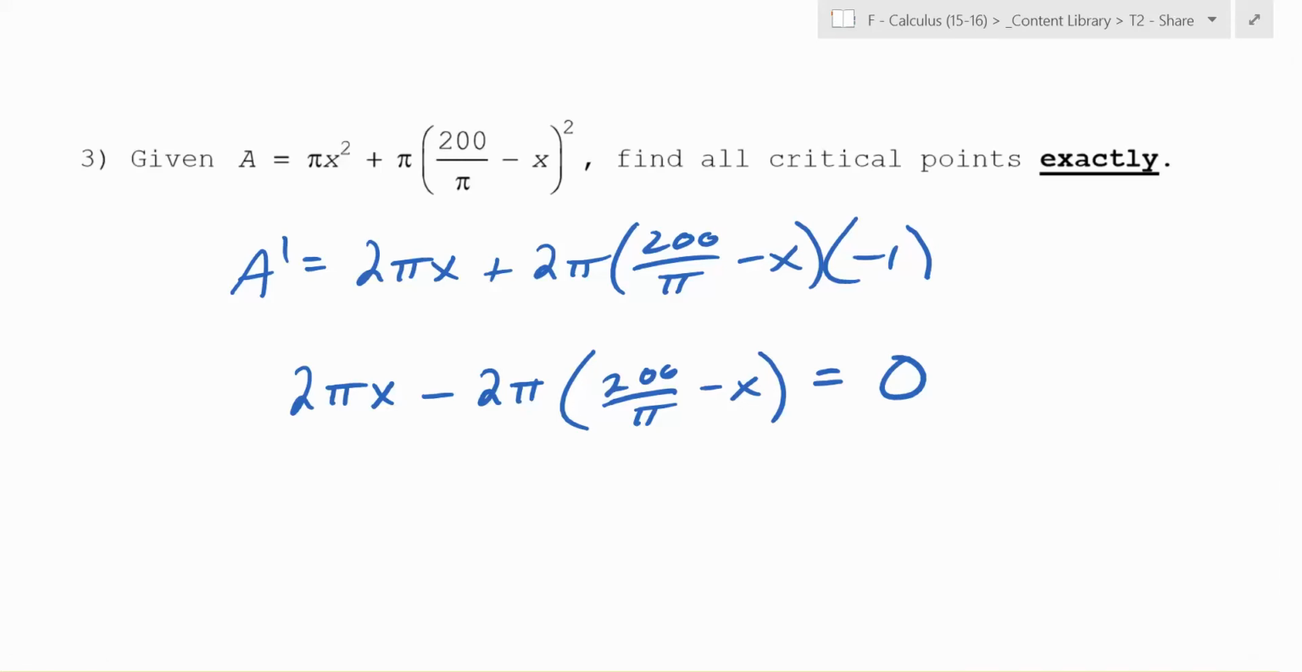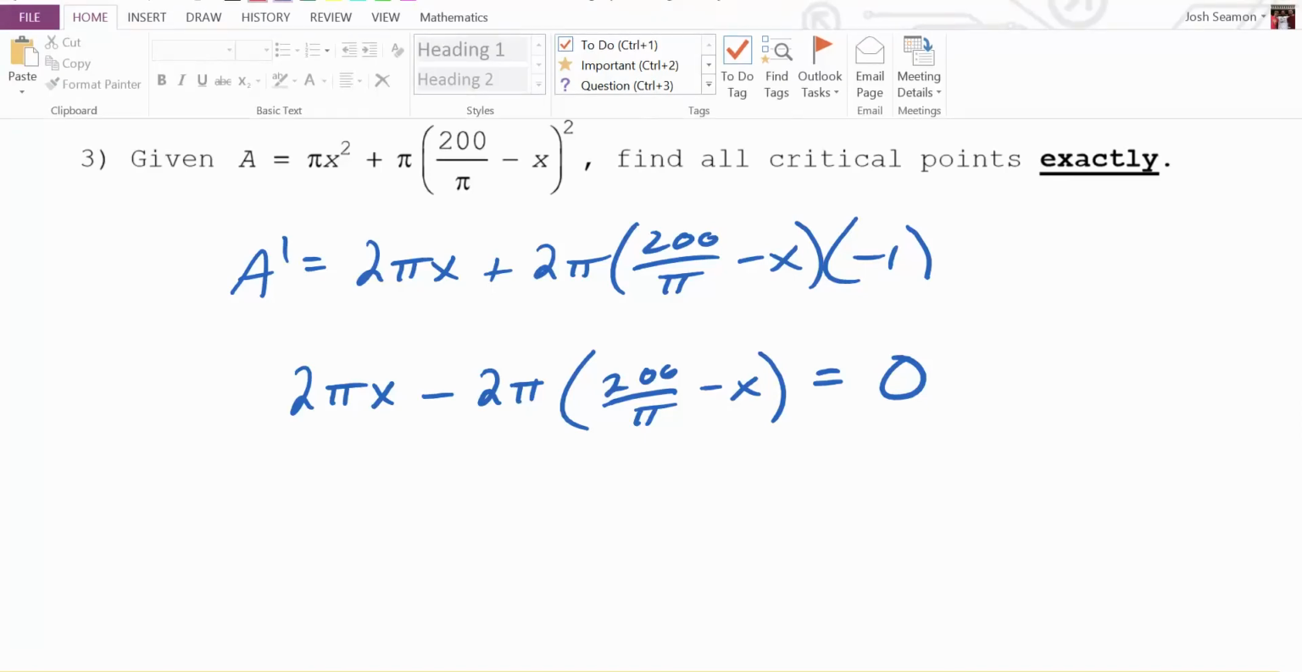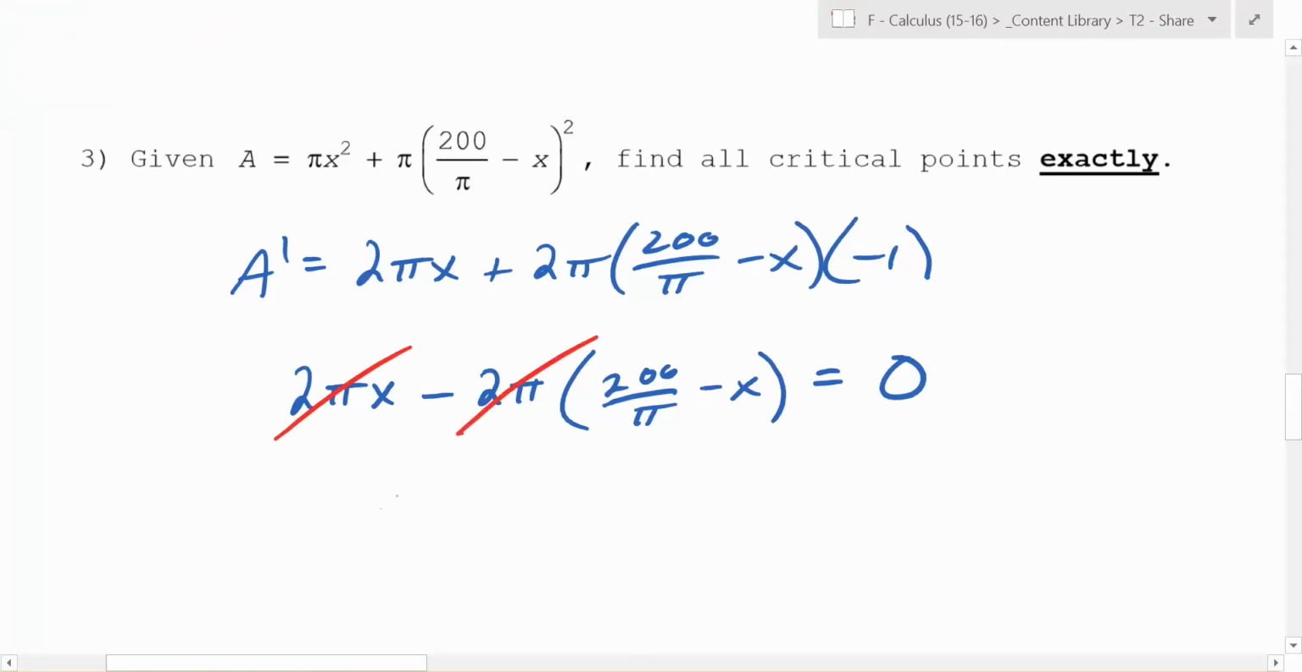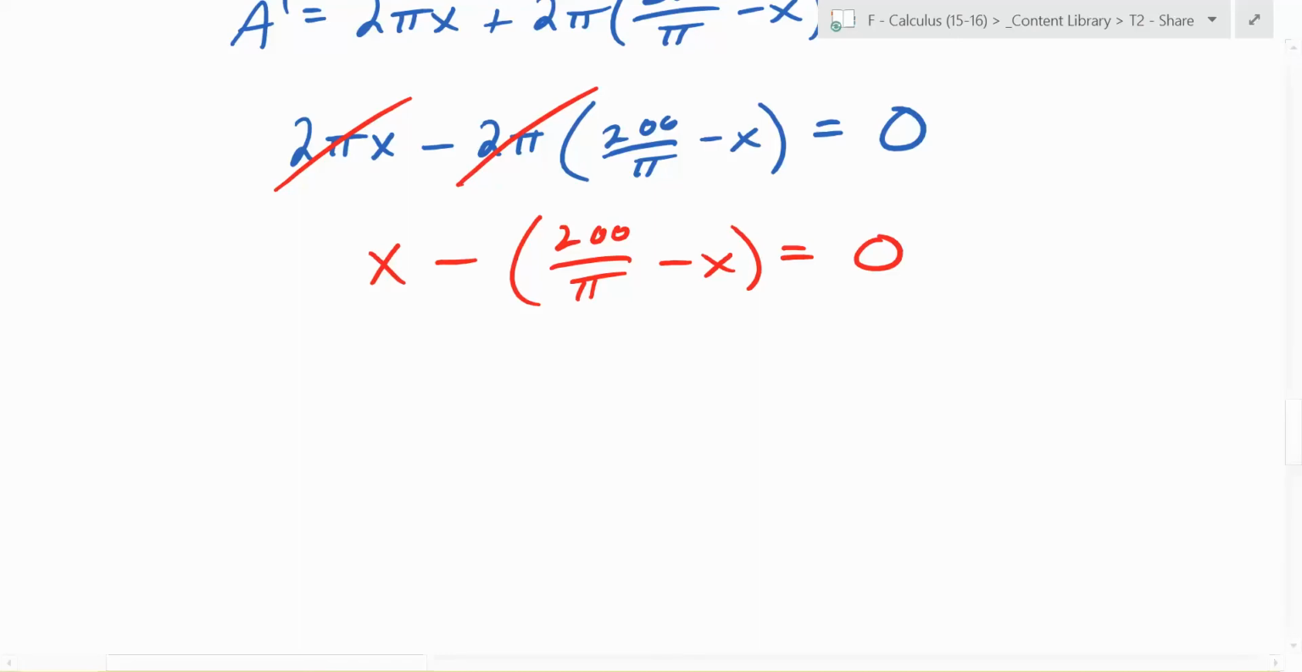Can someone raise their hand and tell me one thing I could divide everything by right now that would be nice? 2. And what? Actually, better, even more. 2 pi, right? So we have x minus 200 over pi minus x equals 0. So what does x equal? What does x equal? 200 over pi minus x.